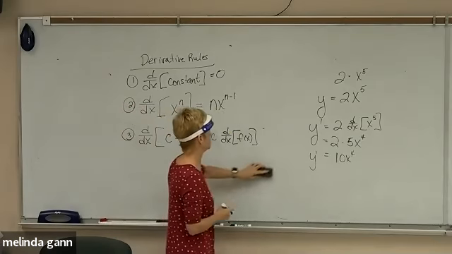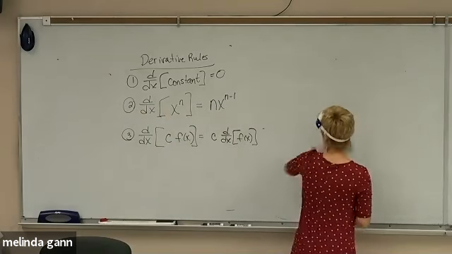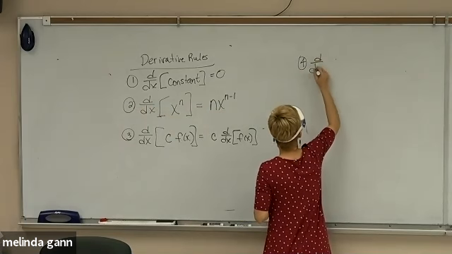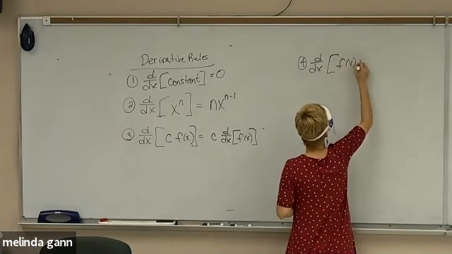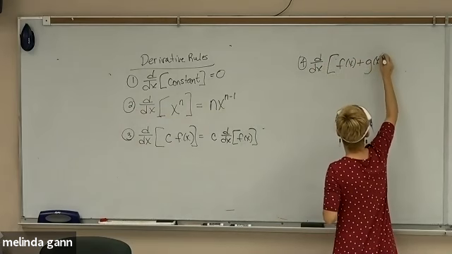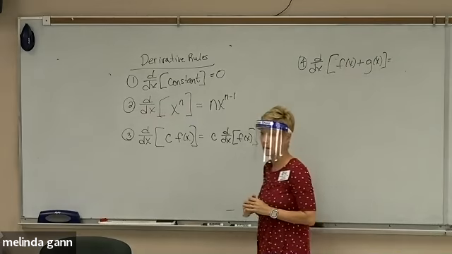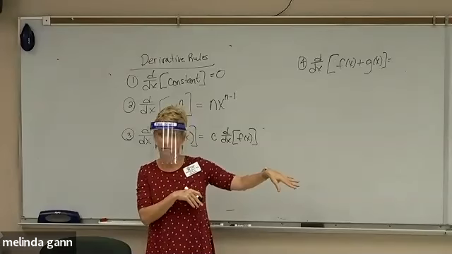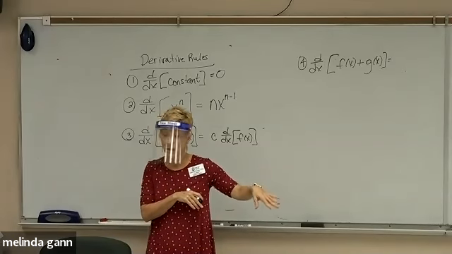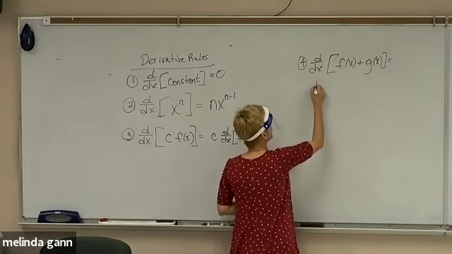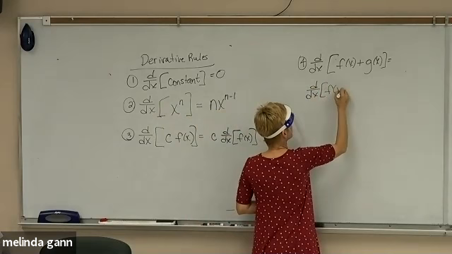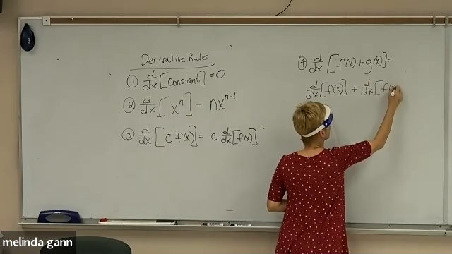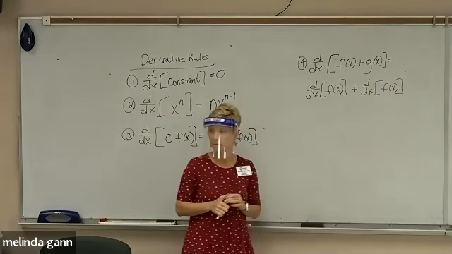All right, let's look at this one. Suppose you have more than one. Suppose you've got one function added to another function. Okay. Now, when you had the limit of a sum, could you separate them? Yes. You could, couldn't you? You can do the same thing here. That's going to be the derivative of the first one plus the derivative of the second one.